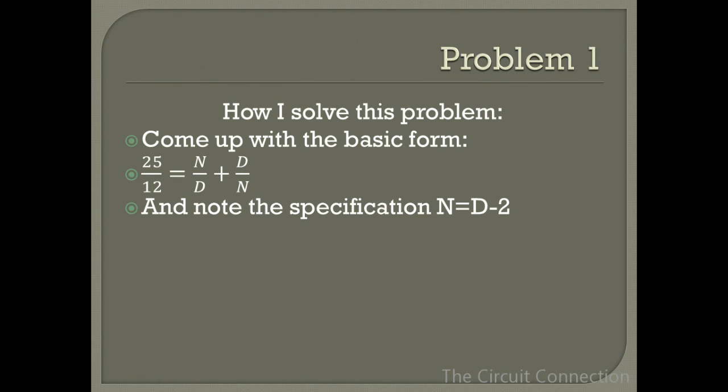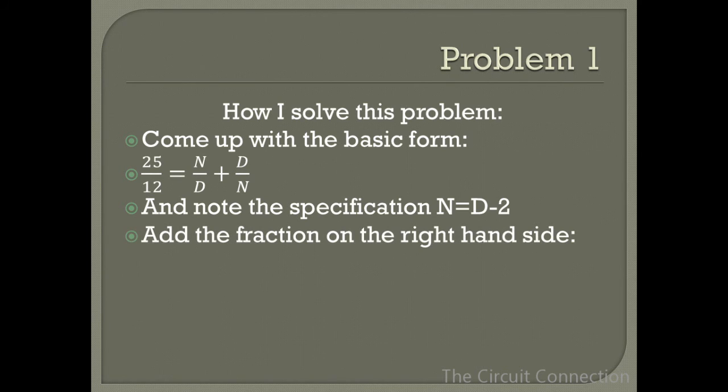And then next I would make sure that I took note of the specification that n, which is the numerator, is going to be equal to d minus 2, which is the denominator minus 2. Next I'm going to add up the fraction on the right hand side. So n over d plus d over n is going to equal n squared plus d squared over dn.